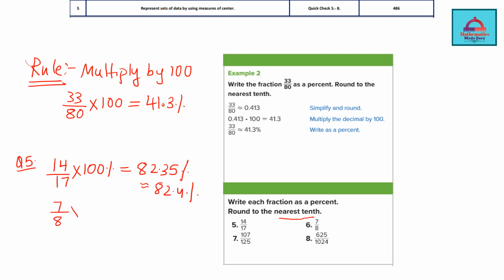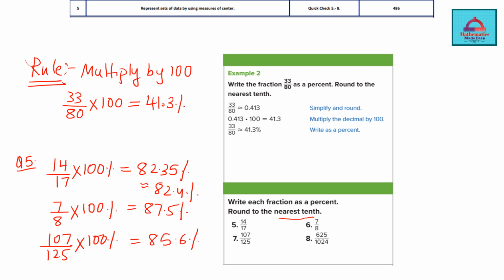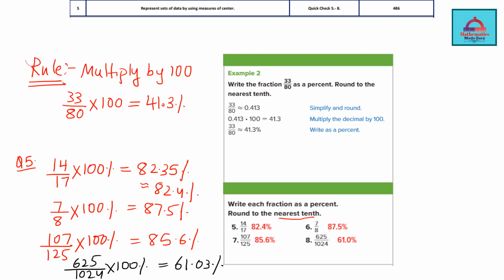7 by 8 multiplied with 100 would give you 87.5%. 107 by 125 multiplied with 100 would give you 85.6%. And last but not the least, 625 over 1024 multiplied with 100 is going to give you 61.03%. So now you can check your answers and you can round them off to the nearest tenth.